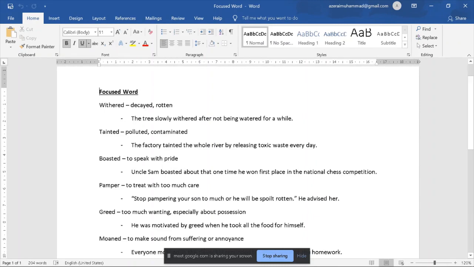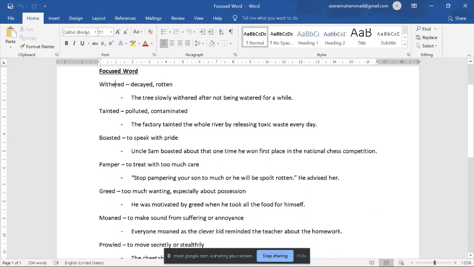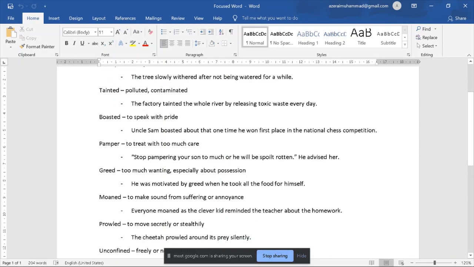Thank you. Alright, for the first word, withered, it means decayed or rotten. How to use it in a sentence? The tree slowly withered after not being watered for a while. Understood? Yes, sir.